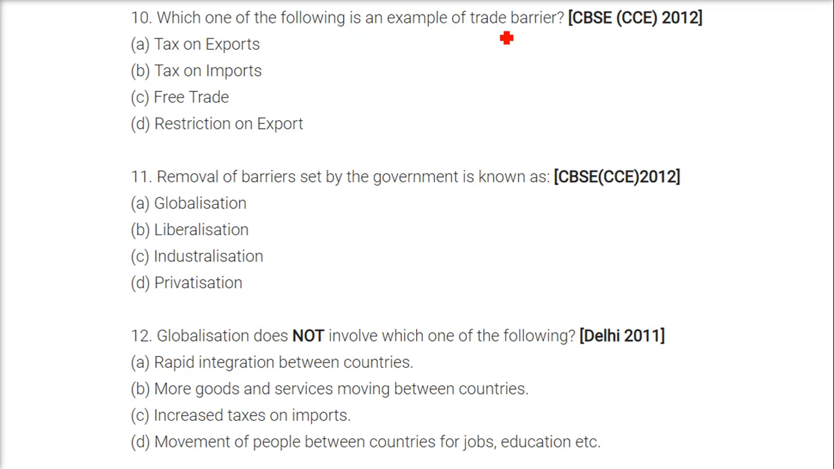Which one of the following is an example of trade barrier? Trade barrier. It is tax on imports. Removal of barriers set by the government is known as, we have already seen this, so it is liberalization.